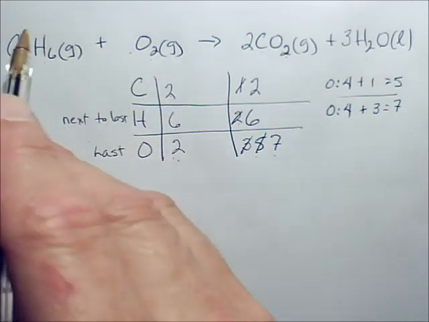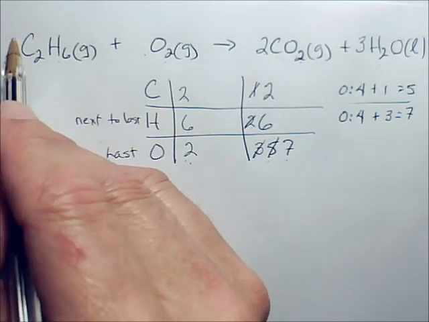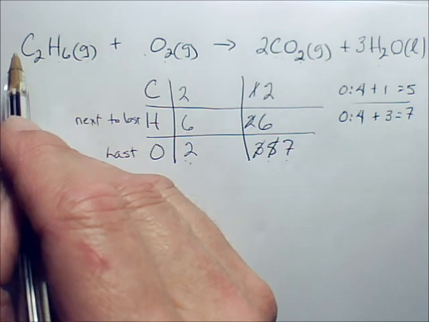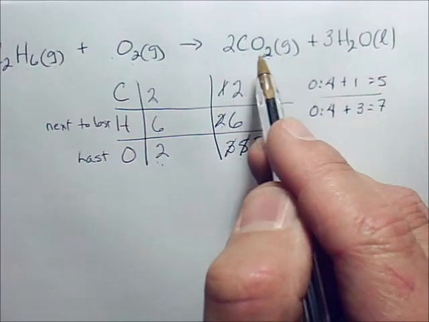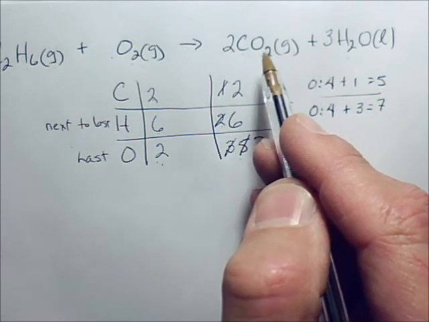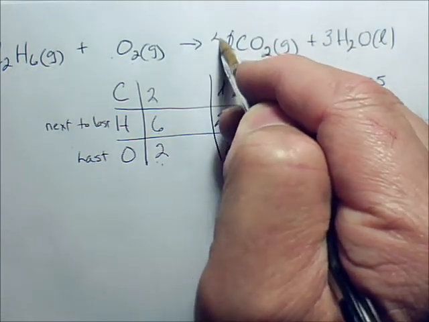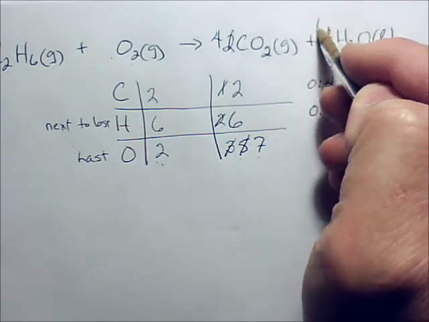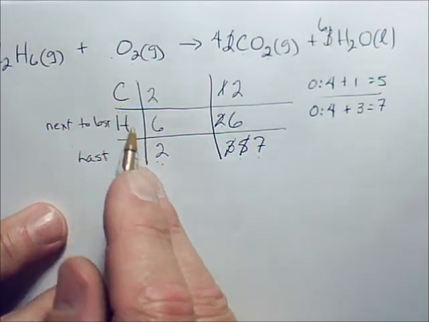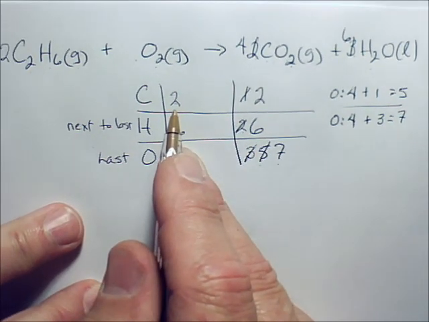Okay? So that means this over here where I have an implied 1, that 1 gets multiplied by 2, I've got a 2 here now. And this 2 here in front of carbon dioxide, it gets multiplied by 2, so now that's going to be a 4. And this 3 gets multiplied by 2, so it's going to be a 6. I need to go back and recount everything now in the atom inventory.